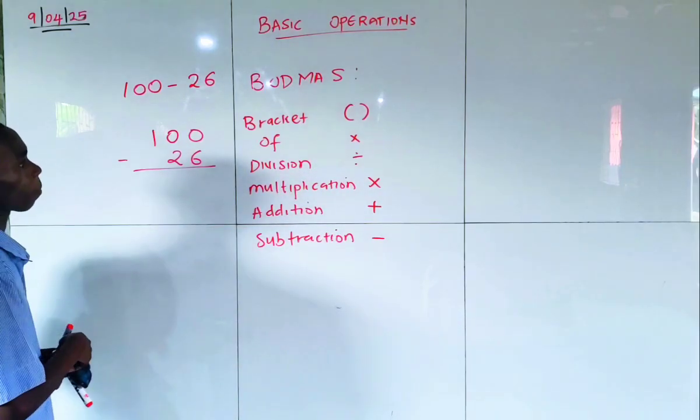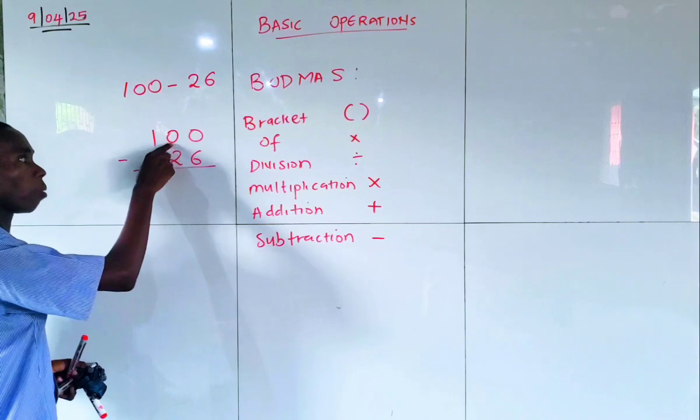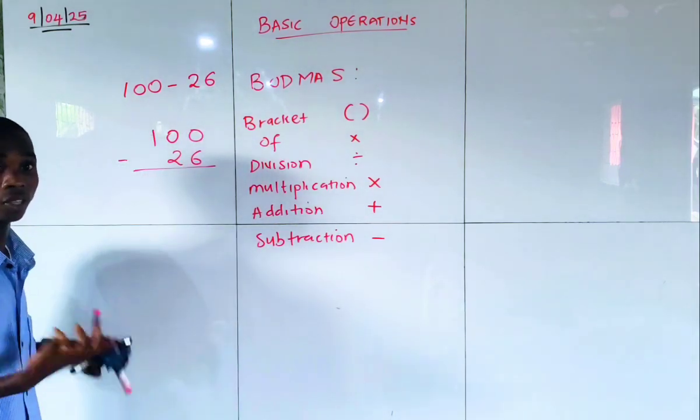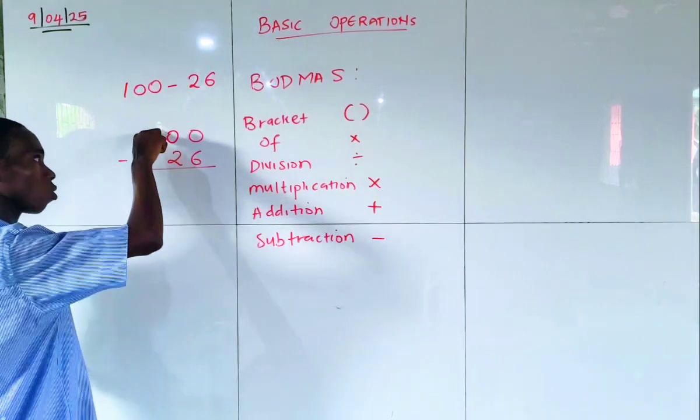We need to borrow. We cannot borrow from this 0 here. We need to borrow from the next number. We cannot borrow from this 0 because 0 here is still nothing. 0 is a number, but it means nothing. So we just have only 1 here. So let's borrow from this one.